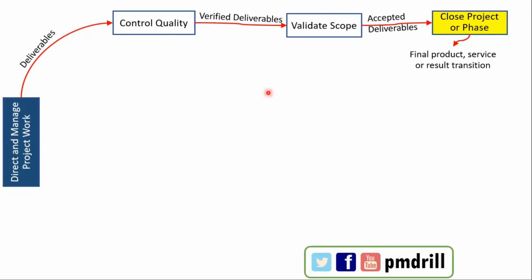Okay. Now let's look at what are the other works done by monitoring and controlling processes. The execution process also generates work performance data. So during execution, you might be collecting a lot of data. The data could be related to a schedule, the data could be related to cost, the data could be related to quality, the data could be related to risk. So you might be collecting a lot of data in your project.